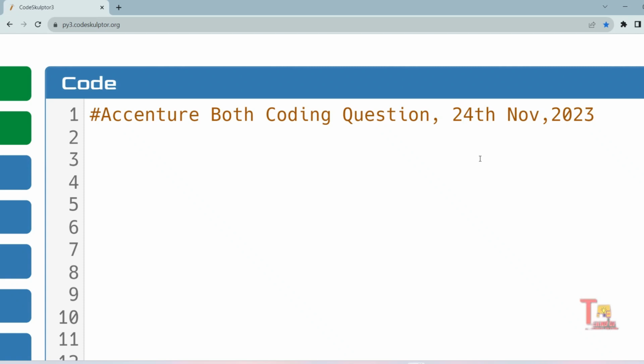Today is the time to check if you are ready to sit for the Accenture exam or not. I am going to share all the coding questions which were asked on 24th November 2023. But I will not give you the solution, I will just tell you how to solve them. By the way, the first question is pattern based and the second question is based on a generic concept. So let's see what questions were asked on 24th November.